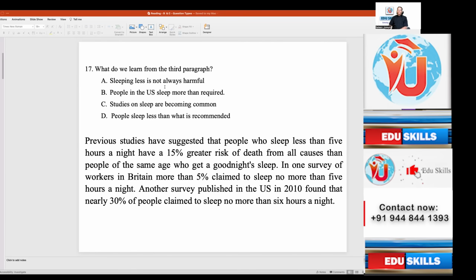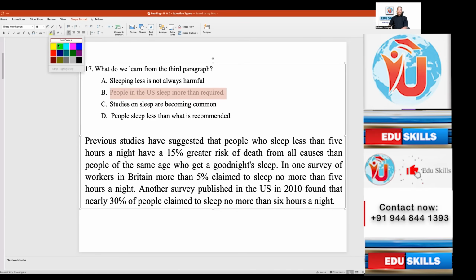Any suggestion? B and D are opposite. Let's check B and D. People in the US sleep more than required; people sleep less than what is recommended. Maybe they have US specifications, but still they are opposites, right?